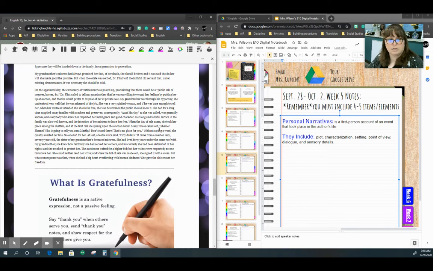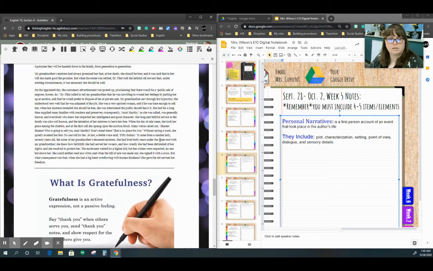Many voices called out, "Shame, shame! Who is going to sell you, Aunt Marthy? Don't stand there. There is no place for you." Without saying a word, she quietly waited her fate. No one bid for her. At last a feeble voice said, $50. It came from a maiden lady, 70 years old, the sister of my grandmother's deceased mistress.